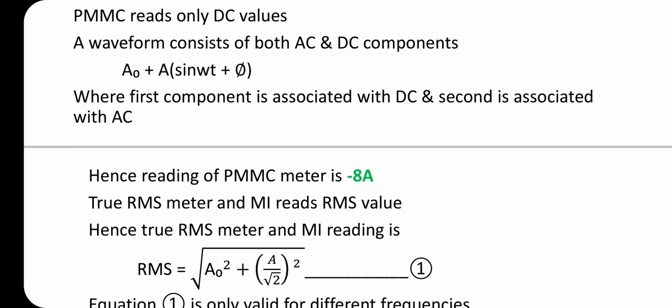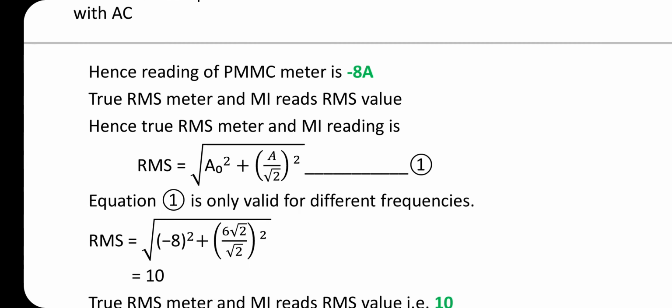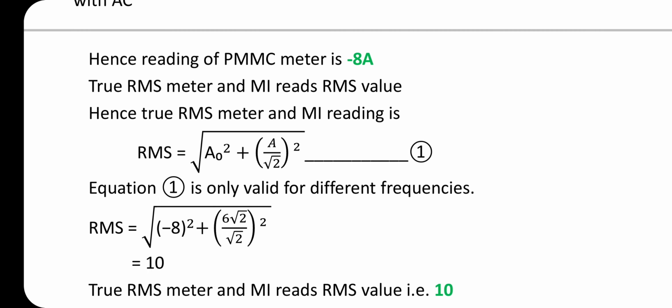PMMC reads only DC values. A waveform consists of both AC and DC components, that is A0 plus A sin omega t plus phi. But the first component A0 is associated with the DC and the second is associated with the AC. Hence, reading of PMMC meter is minus 8 ampere.